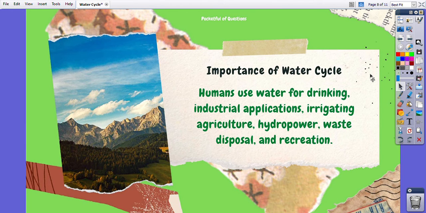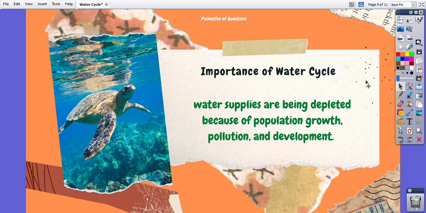Now, the importance of the water cycle. We all know water is very important for us. We use it for drinking, cleaning, washing. It is used in industries for washing and cleaning as well. It is used for irrigation. It is used in agriculture. Hydropower is a kind of electricity that is produced in the dam with the help of water power. Also waste disposal and recreation. Obviously, waterways are the best way to go and have fun and a good time.